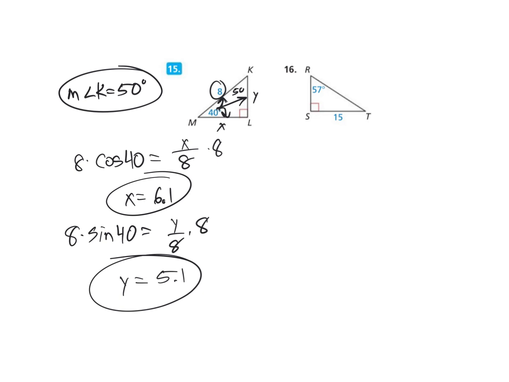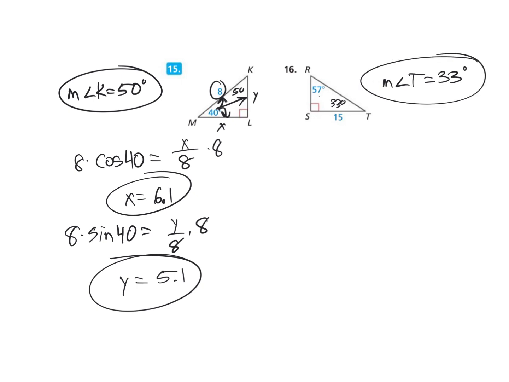Done with that one. Now number 16. So to get angle T, take 90 minus 57. And that should be 33 degrees. Okay, so the measure of angle T is 33 degrees. There's one of your values.